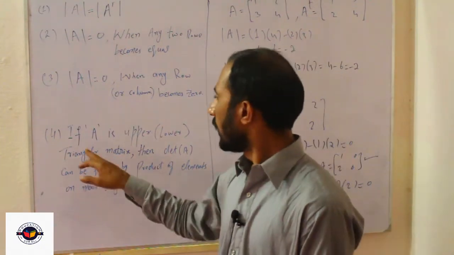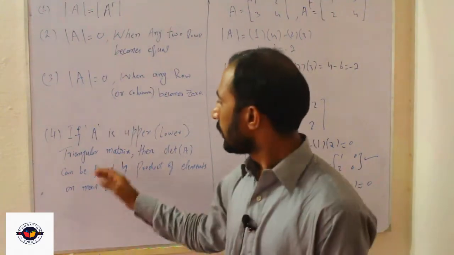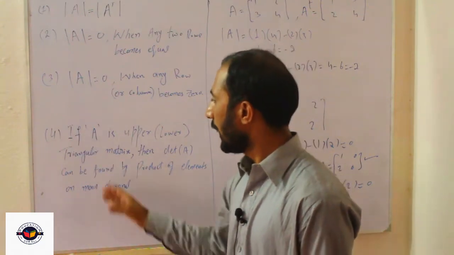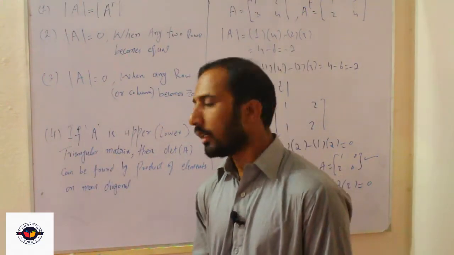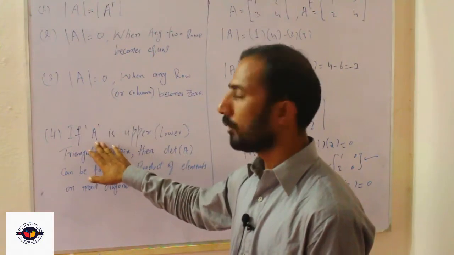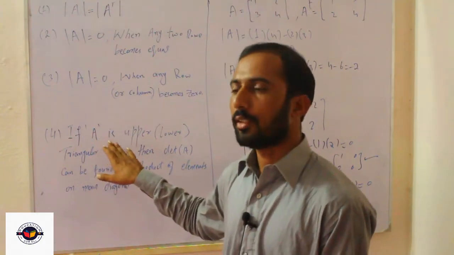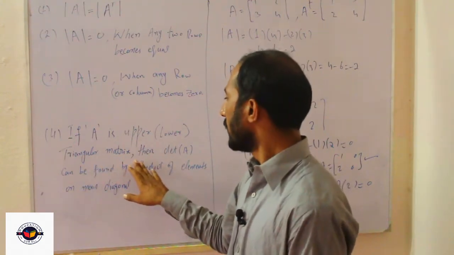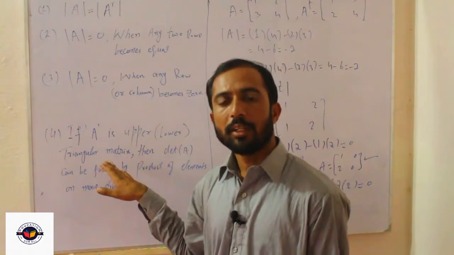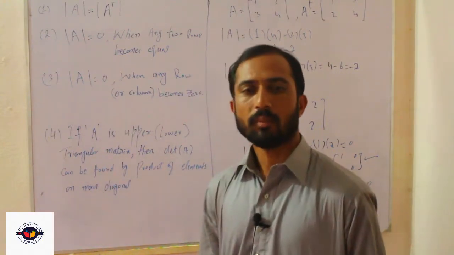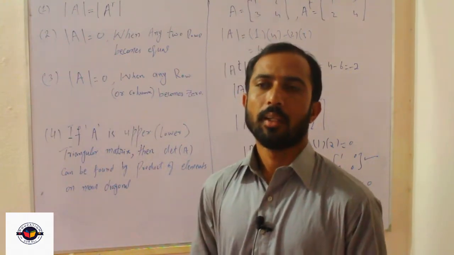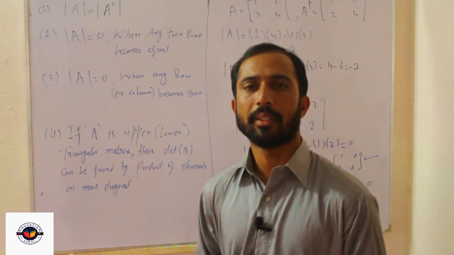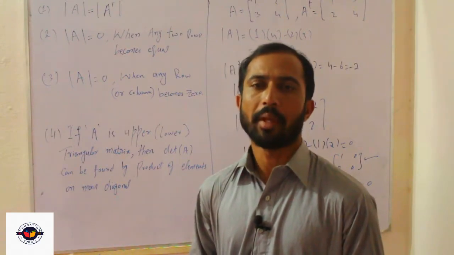Now a very important property that we will discuss is property number 4. In property number 4 we see that whenever our matrix A is given in upper triangular or lower triangular form, then the determinant of A is very easy to calculate, and it can be calculated by multiplying the elements on the main diagonal.